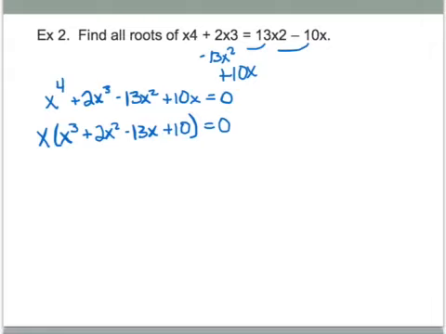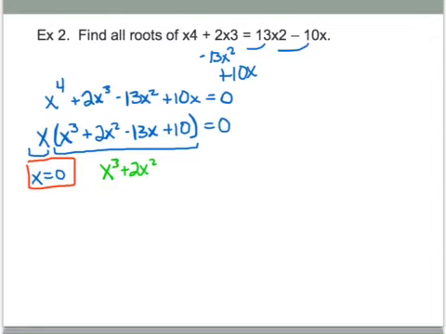Alright, so I actually already know one zero, because I set this long factor equal to 0. Well, when I set my first factor equal to 0, it tells me x is 0. So I have indeed found one of 4 zeros. So now I'm going to be finding the zeros for this one: x cubed plus 2x squared minus 13x plus 10.